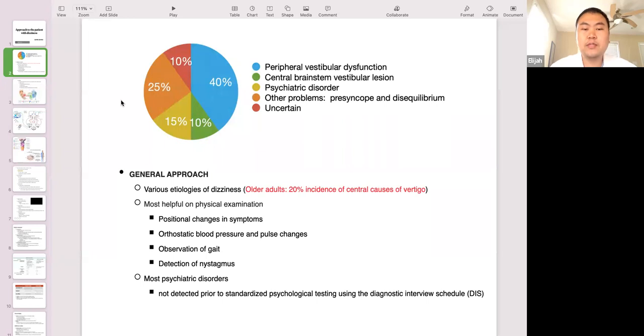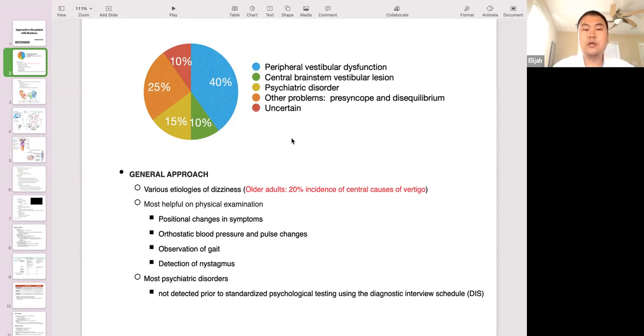Because there are various etiologies of dizziness, as we can see, 40% can be due to peripheral vestibular dysfunction, and the green one, 10%, is brainstem vascular lesions. And 15% is psychiatric disorder. These patients have no nystagmus or positive physical examination, but they describe dizziness. It's actually psychiatric disorder. Other problems not associated with the brain, like presyncope and disequilibrium, can contribute 25%, and we cannot make the diagnosis for 10% of the patients.